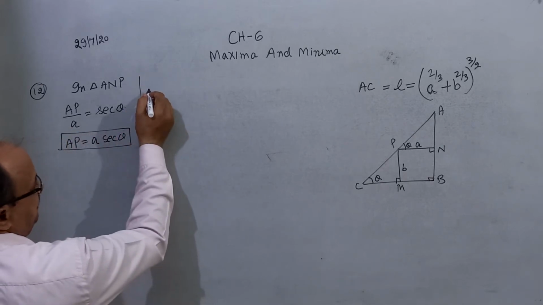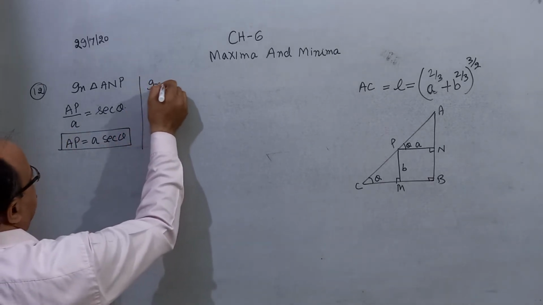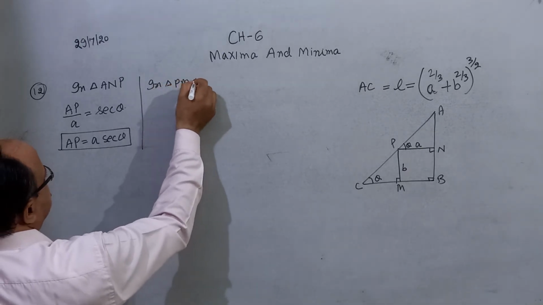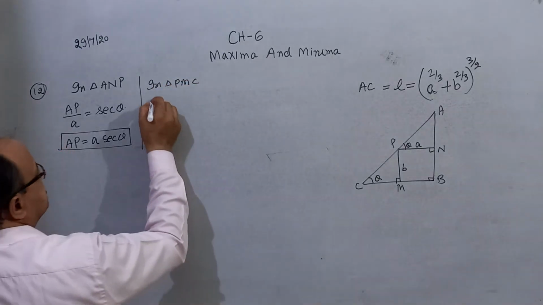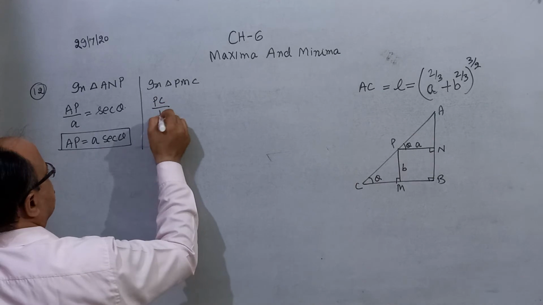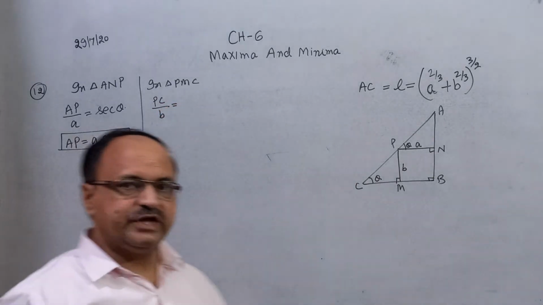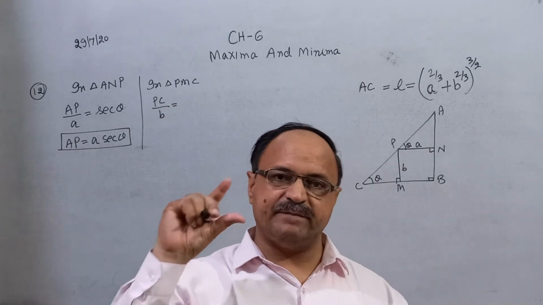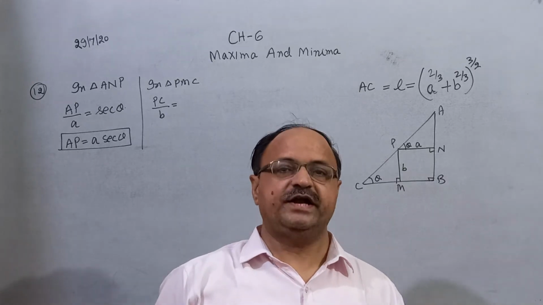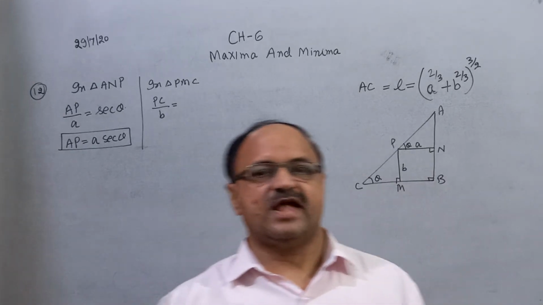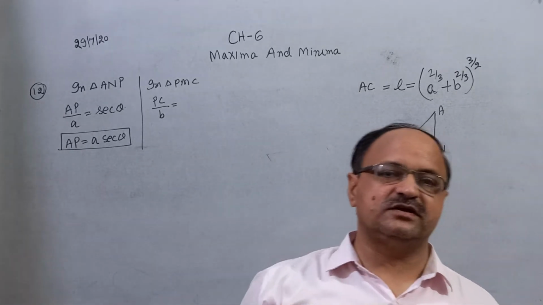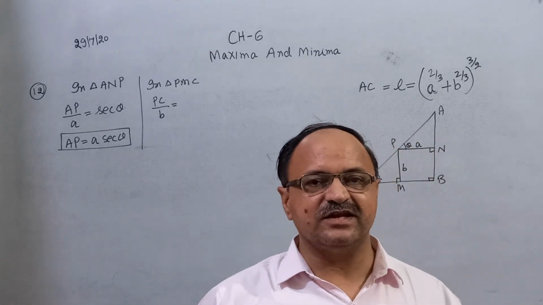Now in triangle PMC, that is PC upon b, hypotenuse upon perpendicular. How can you tell? Hypotenuse upon perpendicular, that is the reciprocal of sine, cosec.